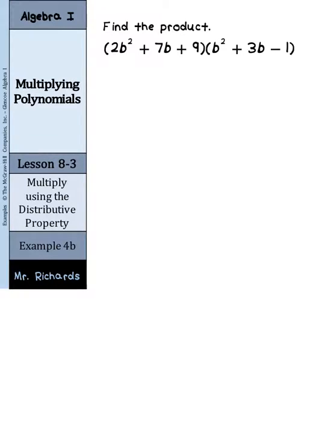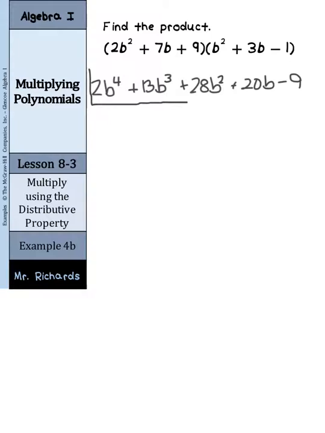All right, here is the big reveal. Our answer, 2b to the 4th plus 13b to the 3rd plus 28b squared plus 20b minus 9. If you have that example right, you can just finish your video here. This is Mr. Richards. You just watched the video. Good luck. Now, if you're not right, let's try again.